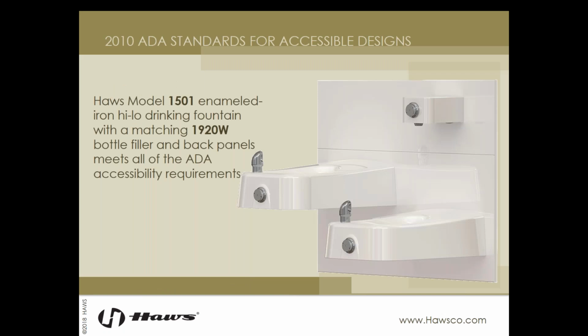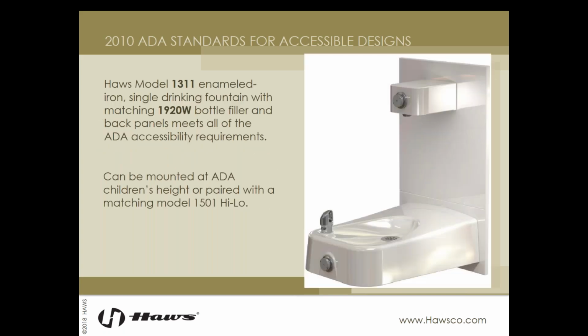Here's another example of a compliant configuration. This is the 1920W. I'm sure you can probably guess what the W means. This is installed over our 1501 enameled iron high-low fountain and is really common in school settings. This is a single fountain configuration that could be used as our third child height fountain or with a bottle filler at normal height. But remember, we have different child height reach ranges for different age ranges.